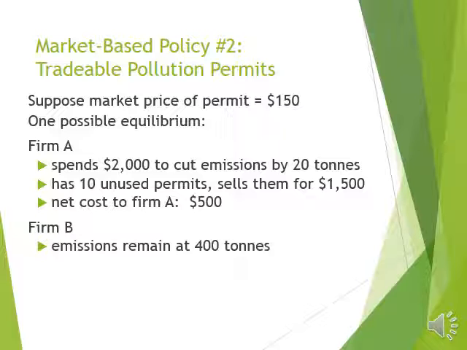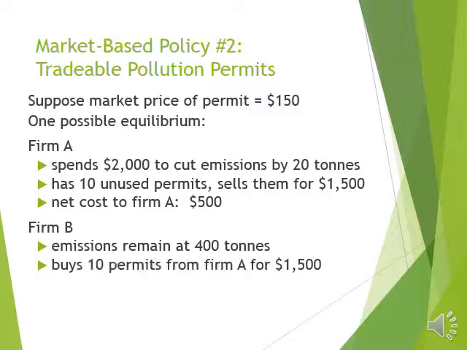What's happening over with Firm B? Well, they leave their emissions at 40 tons. Sorry, that zero shouldn't be there, 40 tons. So they were given 30 permits to emit 30 tons, but they will need to buy an additional 10 permits to emit a further 10 tons of pollution. So they will buy them from Firm A for $1,500. So the net cost to Firm B to keep polluting at the same level is $1,500.